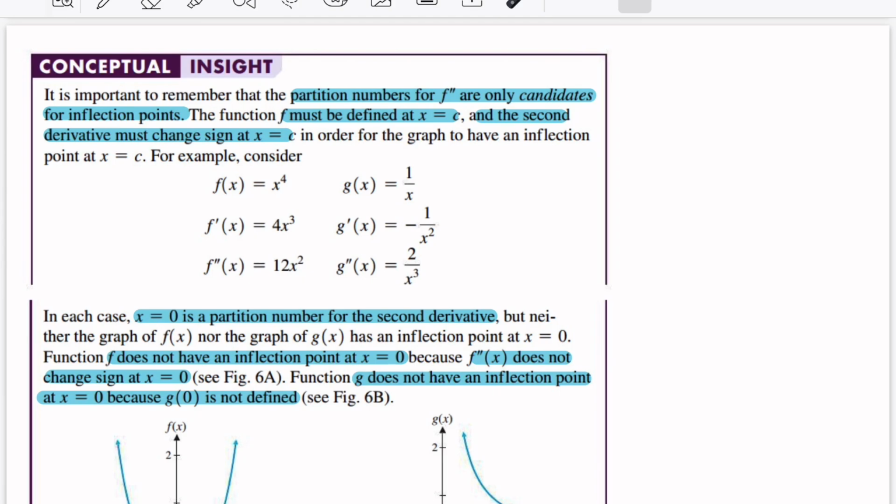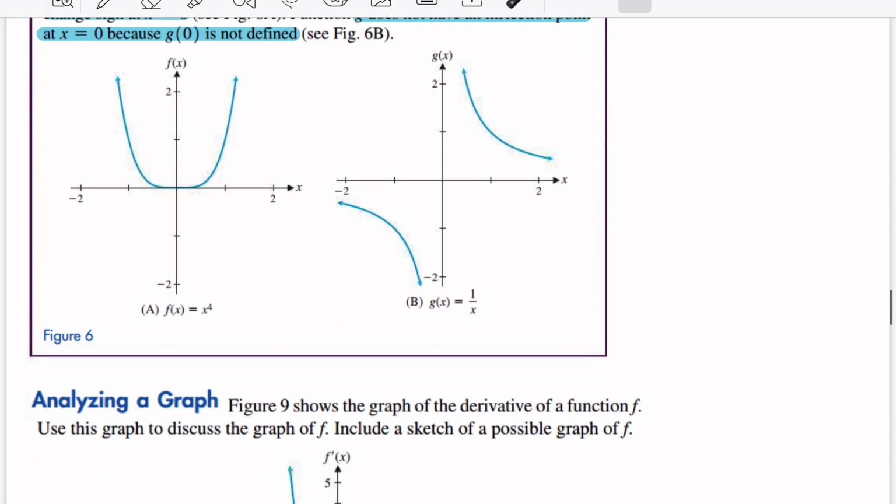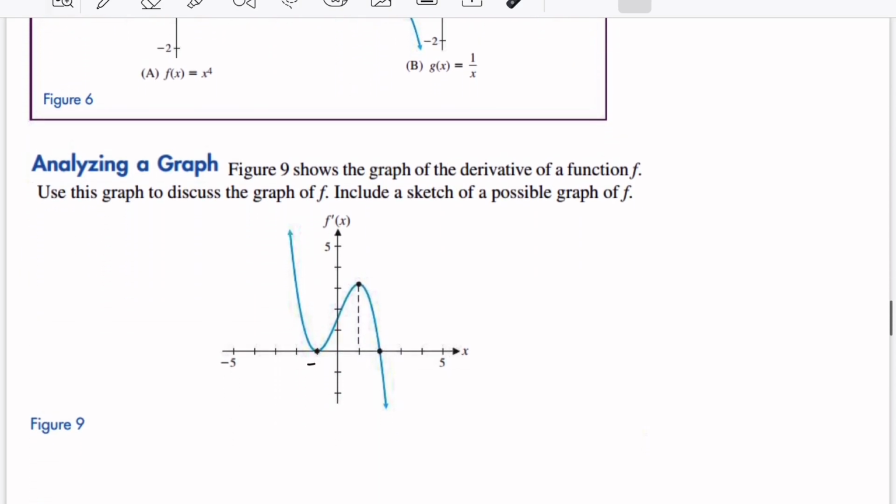All right, now let's look at this example here. All we're given is a graph of f prime of x, and so we want to use the graph of the derivative of a function f to discuss what the graph of f may look like. And then we will include a sketch of a potential graph of f given that information.